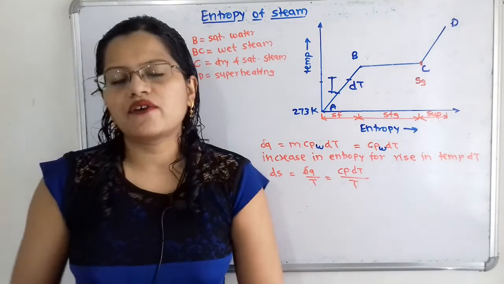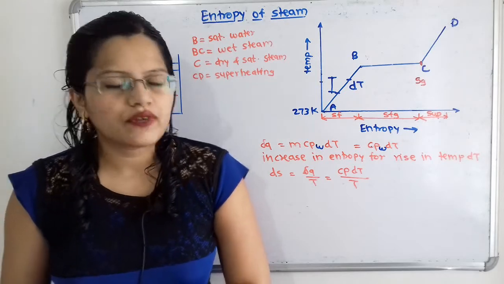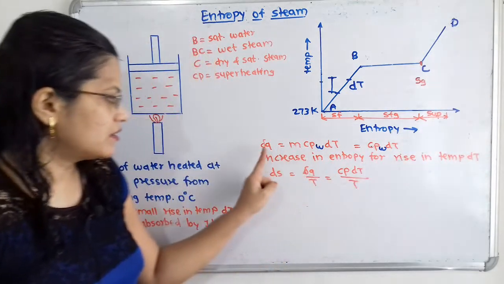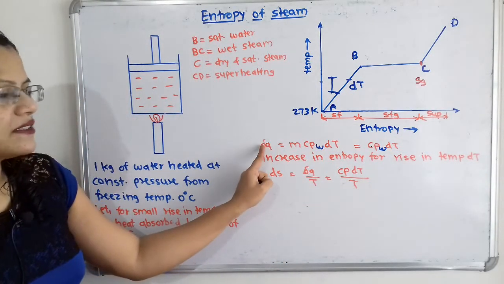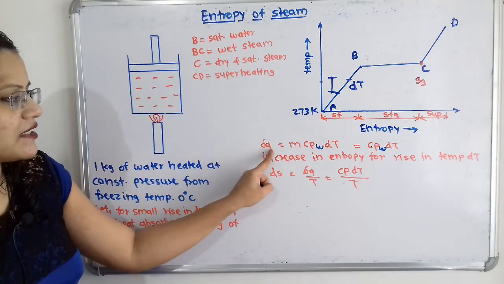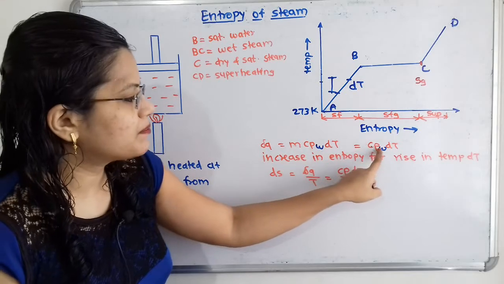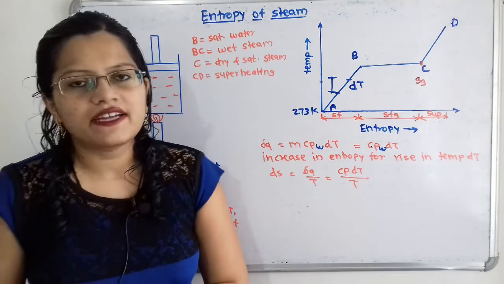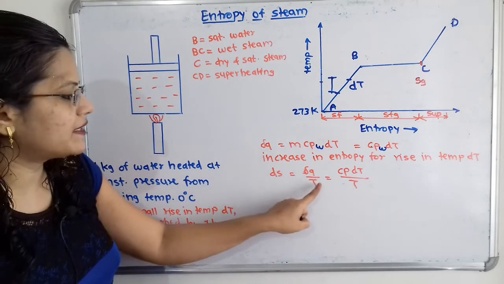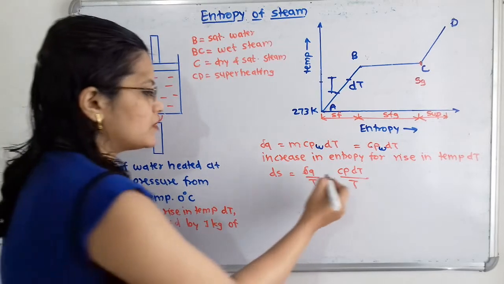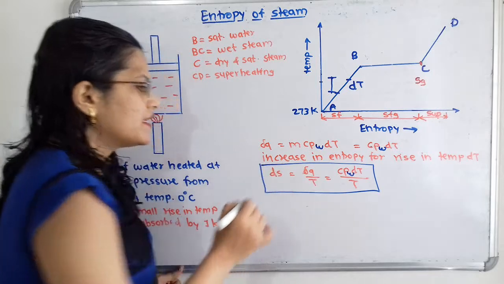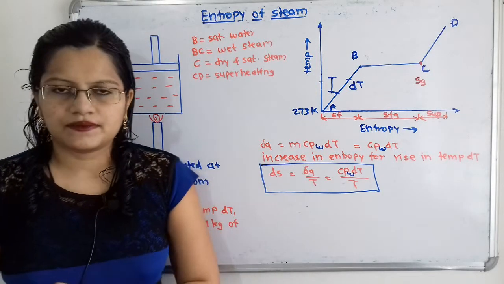Now how will we write the formula for the entropy? We know the increase in entropy for a rise in temperature dT comes from the heat addition process, that is delta Q, which is equal to Cpw dT. Now if I divide both sides by temperature T, then dS is equal to delta Q by T, which is equal to Cpw dT by T. So this is the formula to calculate the increase in entropy dS.